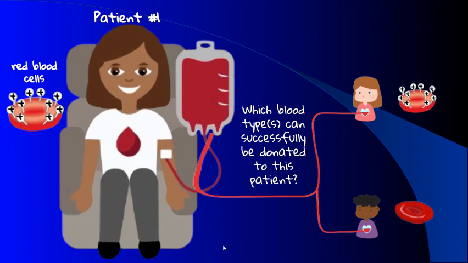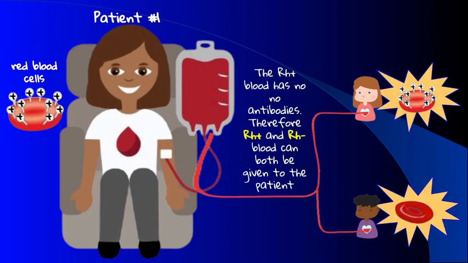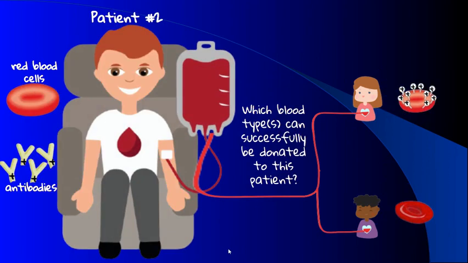So here we have patient 1. She has the positive antigen on her surface, so that means she's Rh positive. Which blood types can be successfully donated to our patient number 1? Rh positive blood has no antibodies. Therefore, Rh positive and Rh negative blood can both be given to the patient. So she could accept either type.